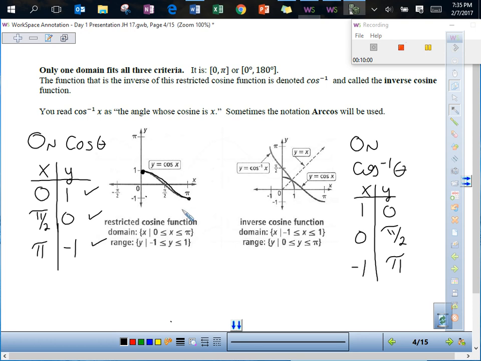Well, for the inverse, I need to flip those points around. My x's become my y's and my y's become my x's. So I've flipped each of these ordered pairs. Instead of 0, 1, I got 1, 0. Instead of pi halves, 0, I got 0, pi halves. Well, look at what happens when I graph these. I've got the point 1, 0 right there. I've got the point 0, pi halves, 1.4 something, 1.5 something. And I got negative 1, pi. So here's the inverse graph.